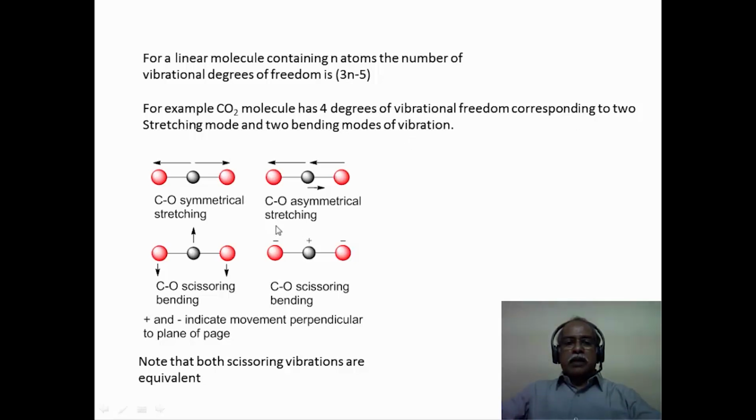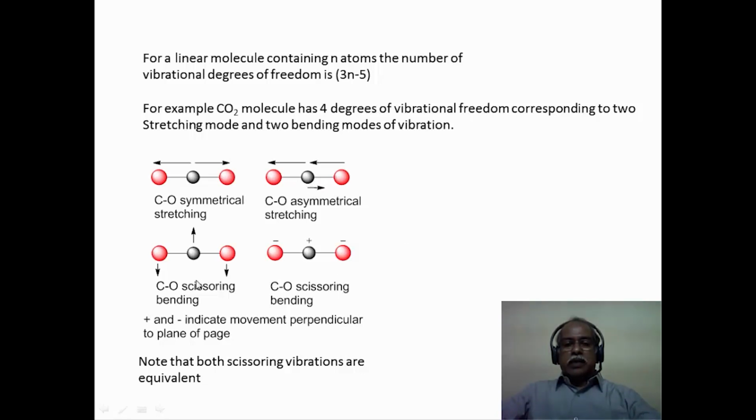For example, CO2 has 4 degrees of vibrational freedom corresponding to 2 stretching modes and 2 bending modes, which are shown here. In the CO stretching mode, you can have the carbon and the oxygen bonds stretched out or pushed in. In other words, they are either simultaneously compressed or simultaneously stretched out, and this is called the symmetrical stretching of the carbon dioxide.